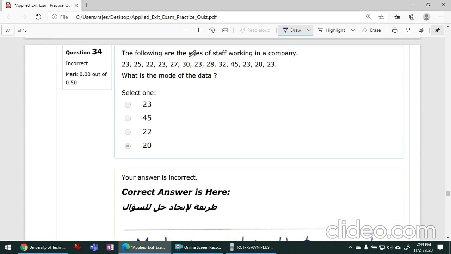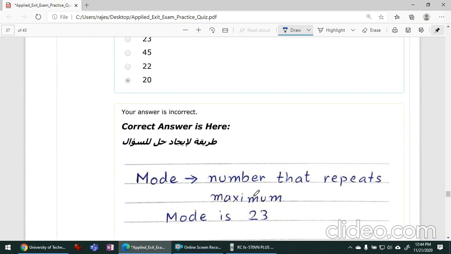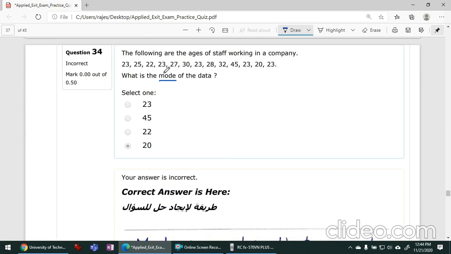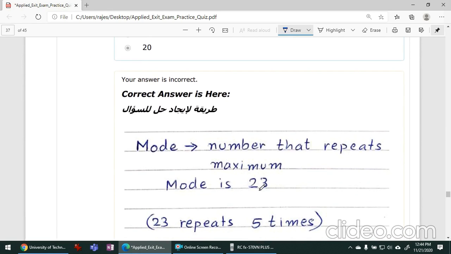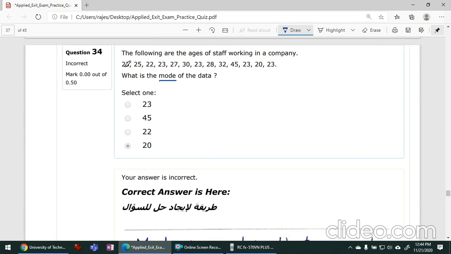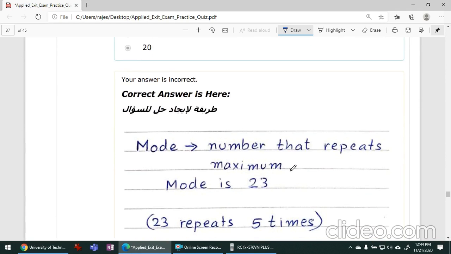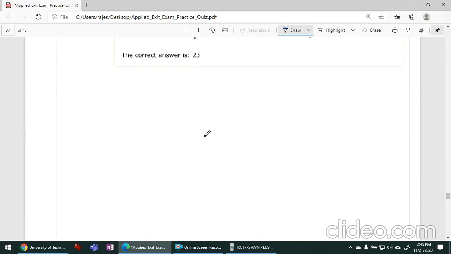The following are the ages of staff working in a company. What is the mode of the data? Okay, you should find the mode. What is mode? Mode is the number that repeats the maximum number of times. Which number comes again and again? See, the number is 23. Look here: 23 here, 1, 2, 3, 4 and 5 times. So the mode is 23. Which number repeats the most? So 23 is the answer.